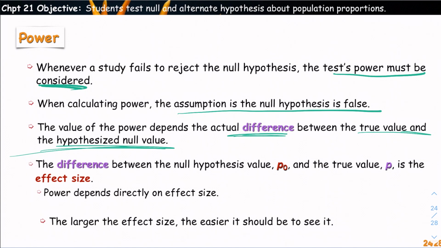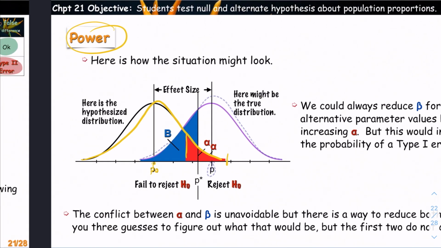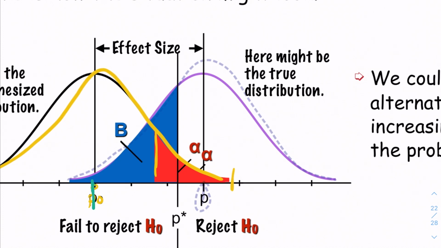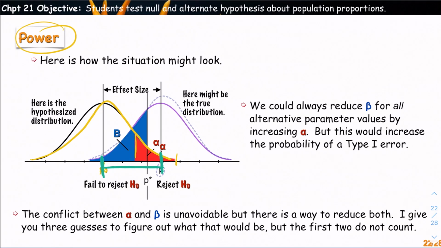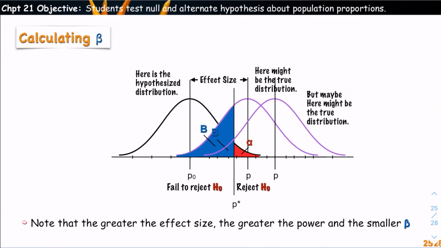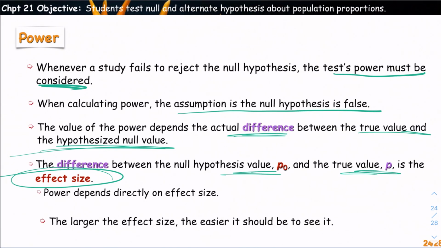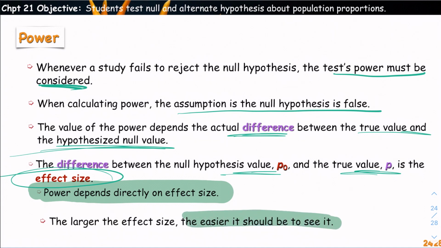The difference between the null hypothesis, p naught, and the true p is the effect size. So I'll go back here. If I know what we hypothesize to be true, and I know what the true value is, the effect size is the distance between those two. And by distance, I mean difference between those two. The power depends directly on effect size. The larger the effect size, the easier it should be to see.